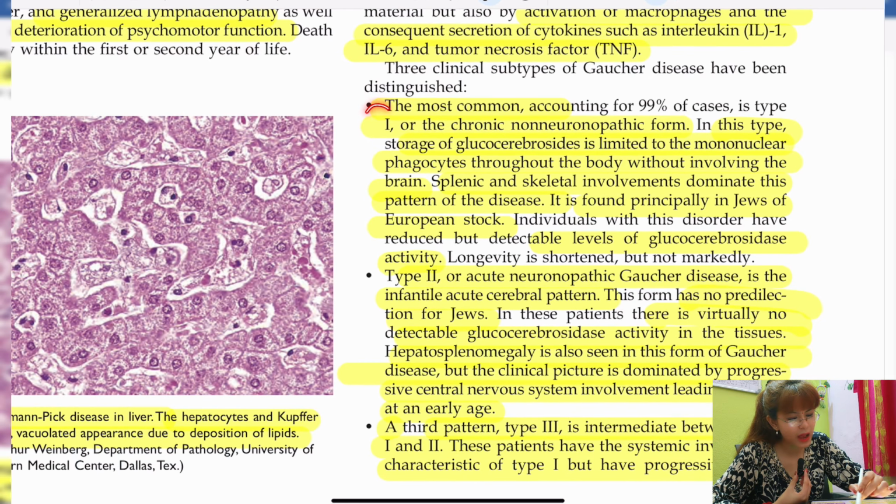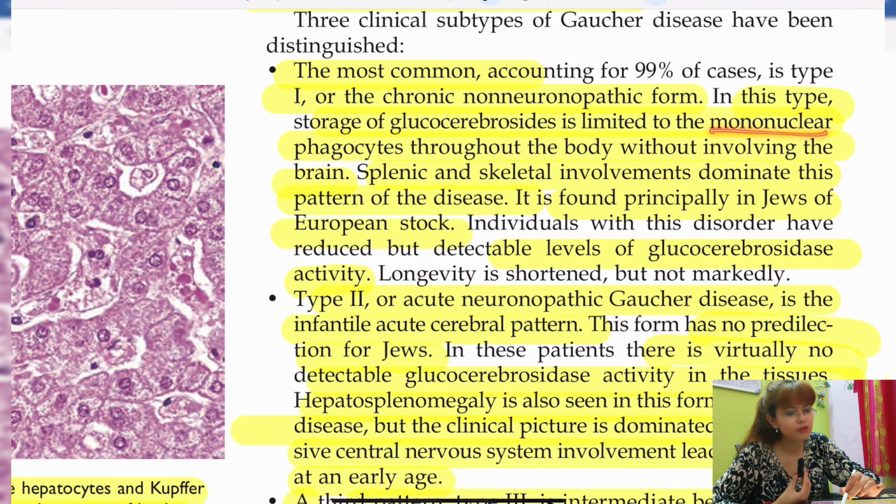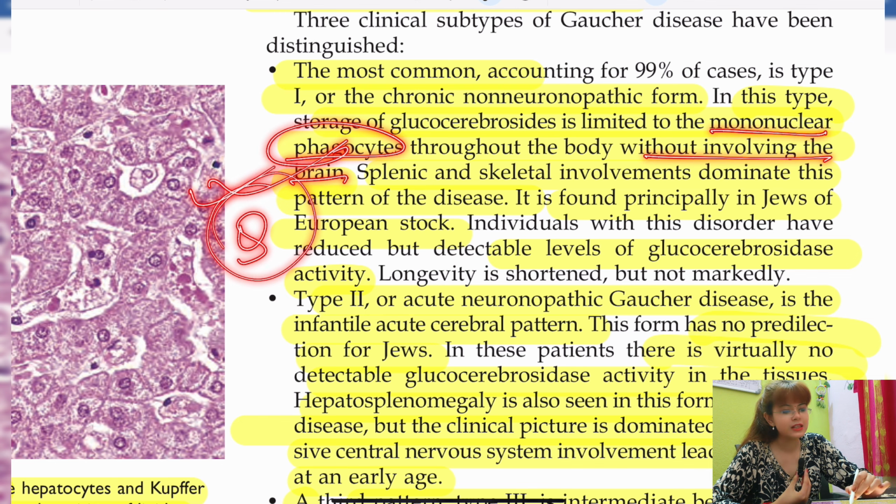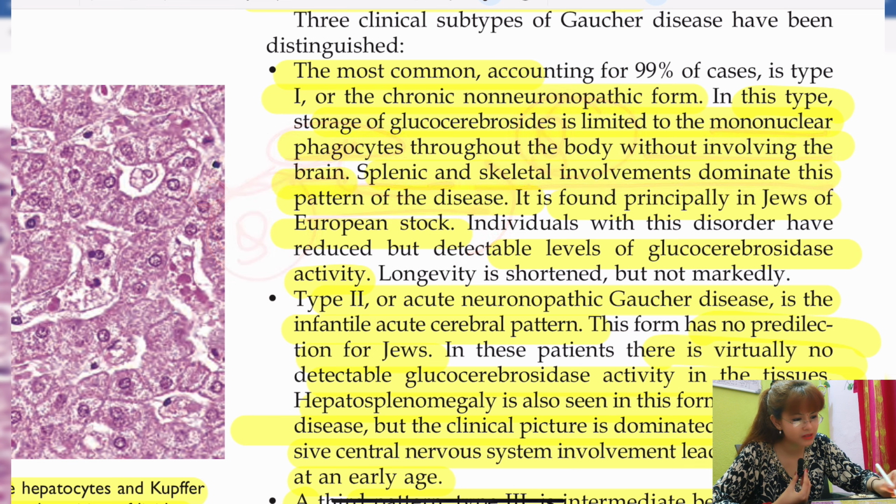The most common form is the type 1 or the chronic non-neuropathic form, in which the accumulation is limited to the mononuclear phagocyte system, but there is no involvement of the brain. Very important. The spleen and the skeletal involvement dominates this pattern. There is no CNS involvement. It is present in the Jews.